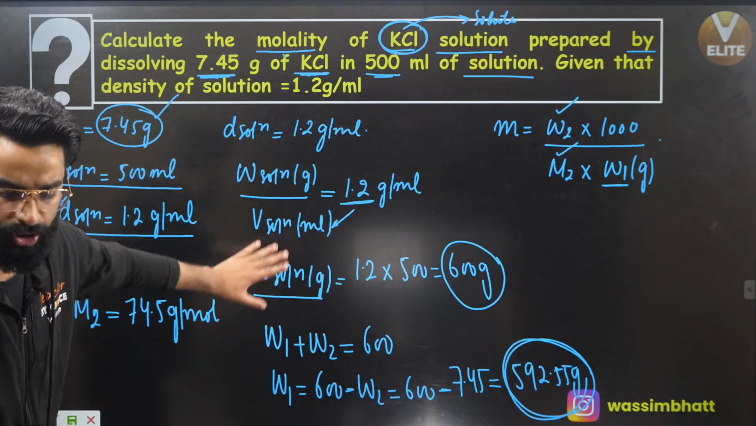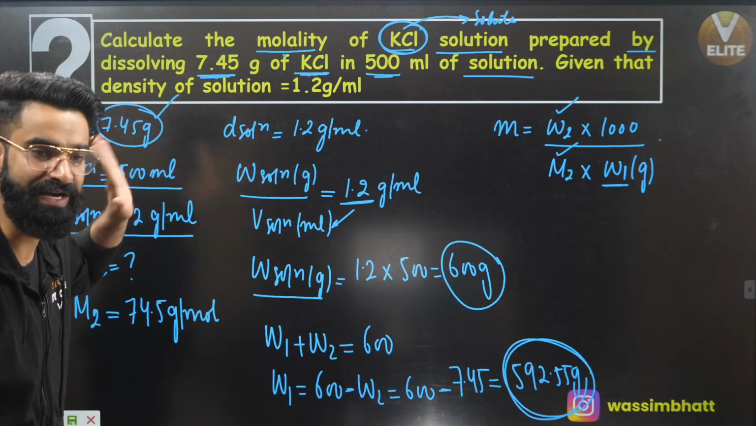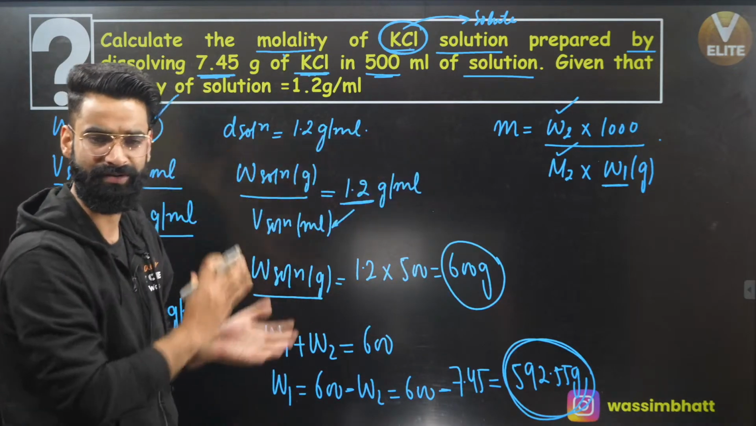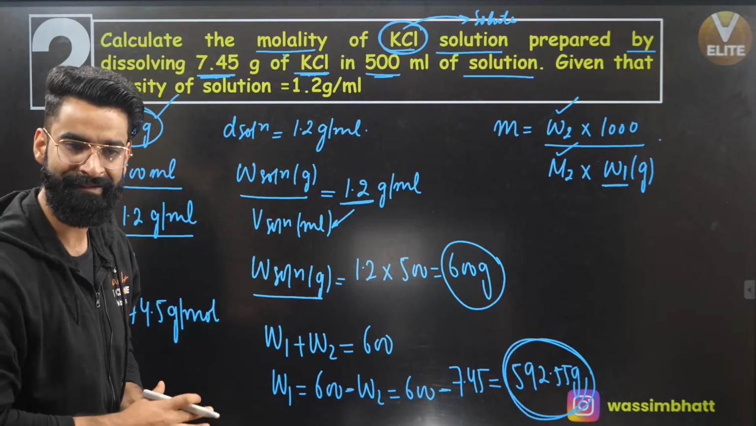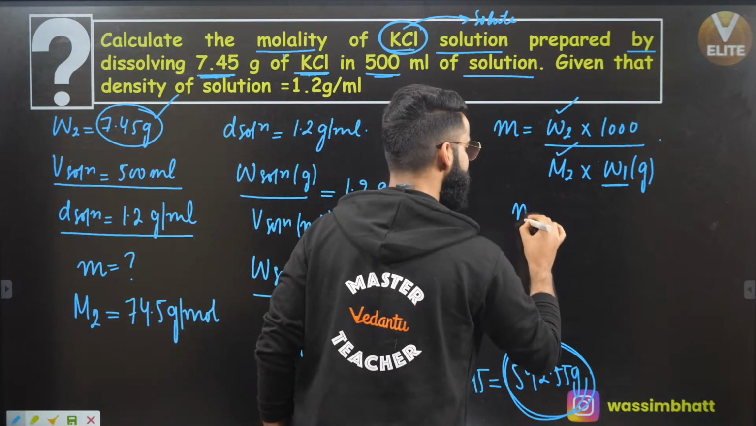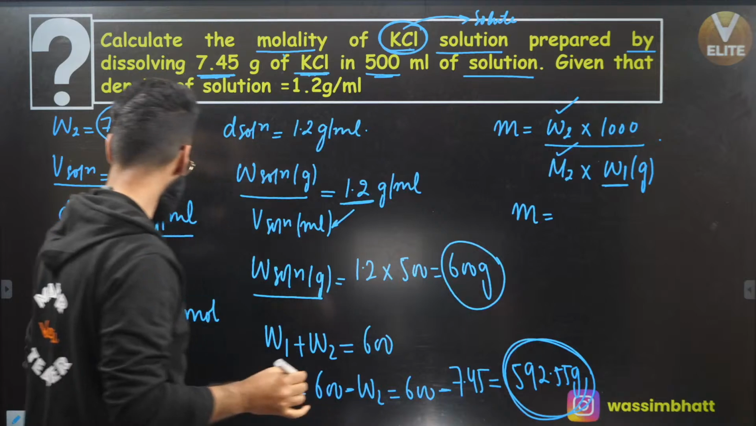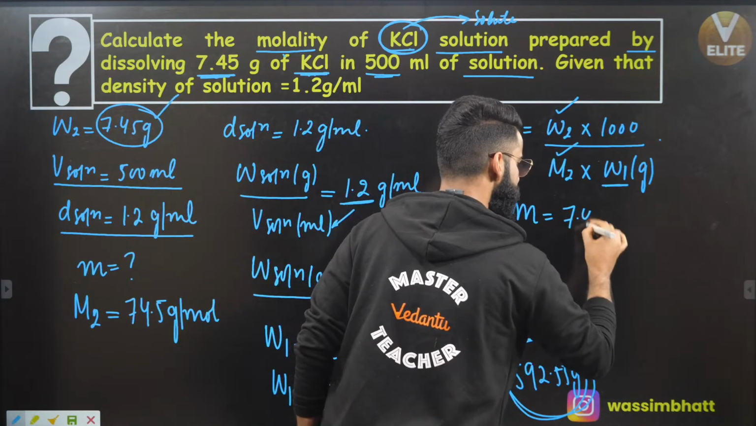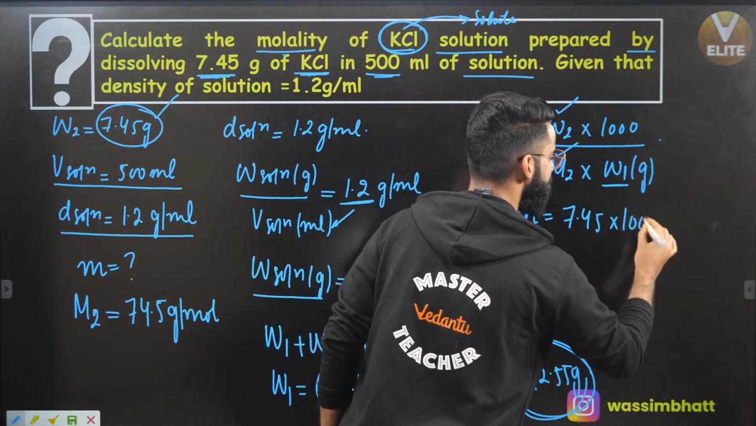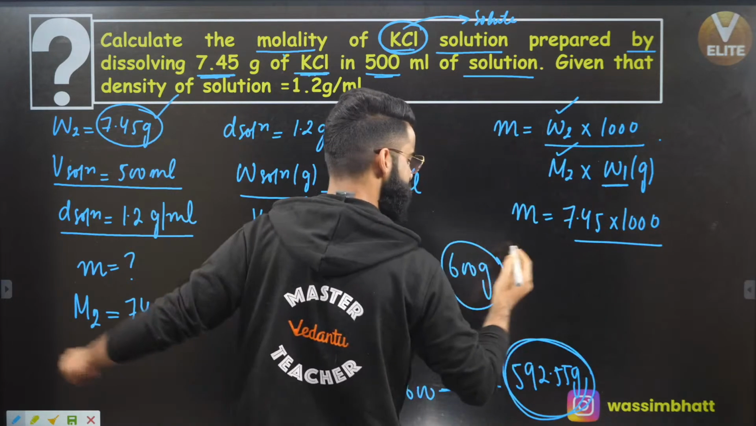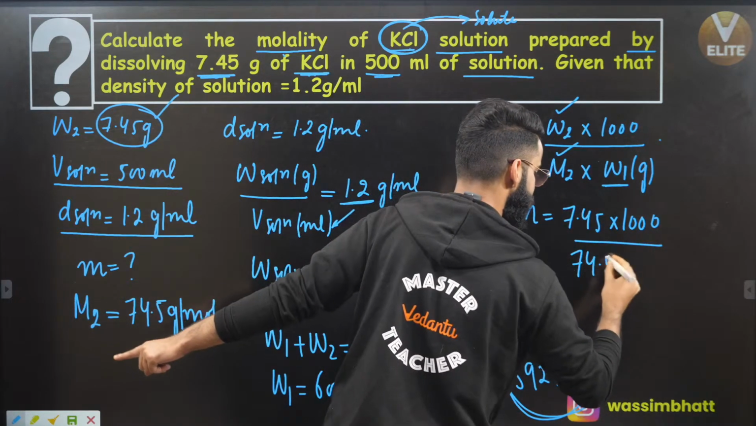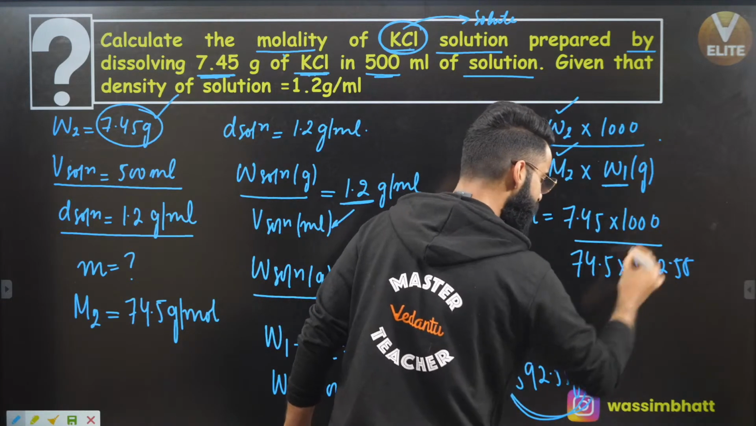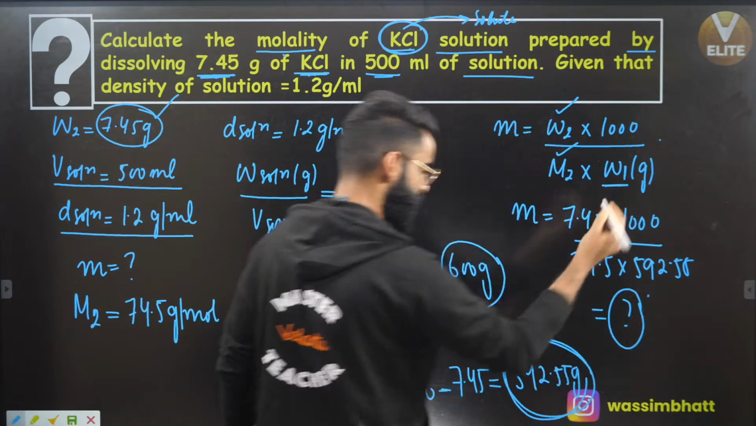I got all the parameters whatever were needed to calculate molality. Now put these parameters into the final equation. Molality is equal to W2, which is the mass of solute, 7.45 grams, multiplied by 1000 divided by molar mass of solute, 74.5, multiplied by mass of solvent, 592.55. Just solve it and get the value of molality.